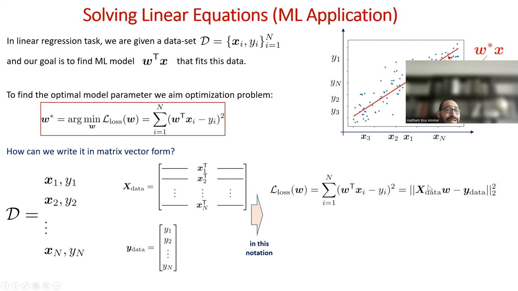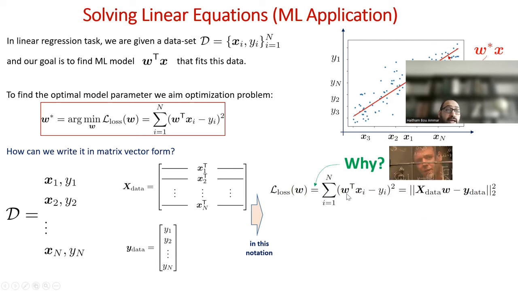So now, x data times w is what? Remember, x data times w: you have a matrix times a vector. What do you get? You get a vector. Y data is what? It's a vector. So now you have a vector minus a vector. How do you do that? Well, you subtract every component of the vectors. And now we take the norm of that. So the norm of that squared will be this error, the loss L.